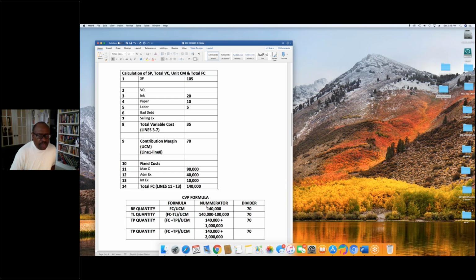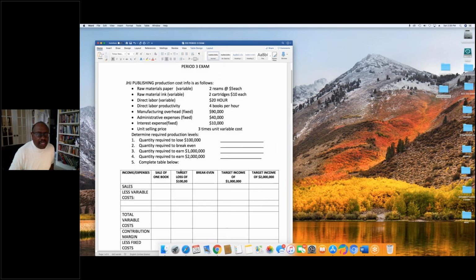So when we work with the break-even quantity, total fixed cost is 140. That's going to be the numerator in our calculation. The divider is 70, the contribution margin, and that's always going to be the case. Our divider is always the UCM. So if we divide 140,000 by 70,000, we come up with the quantity required to lose 100,000 to break even is 2,000.